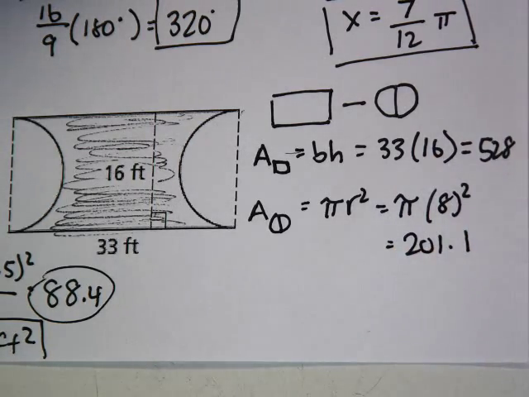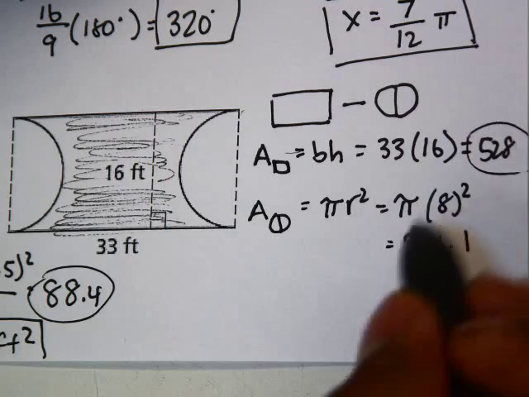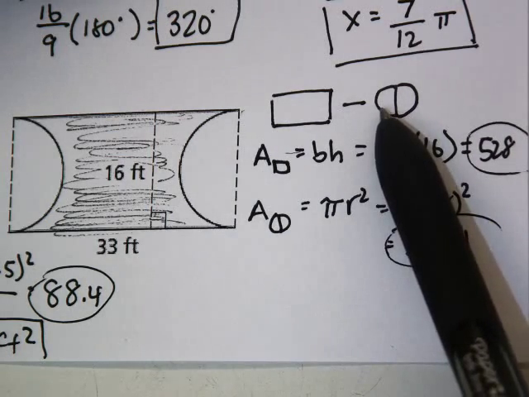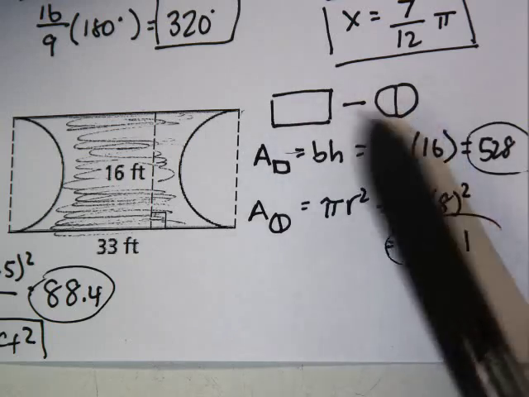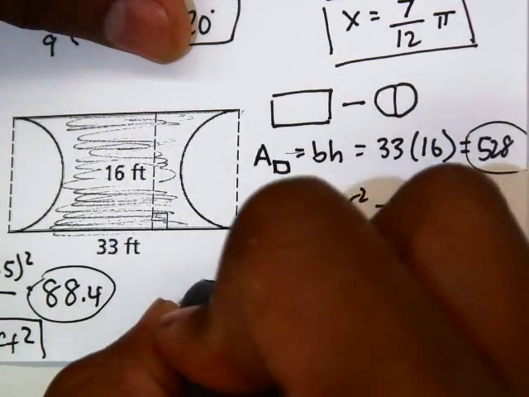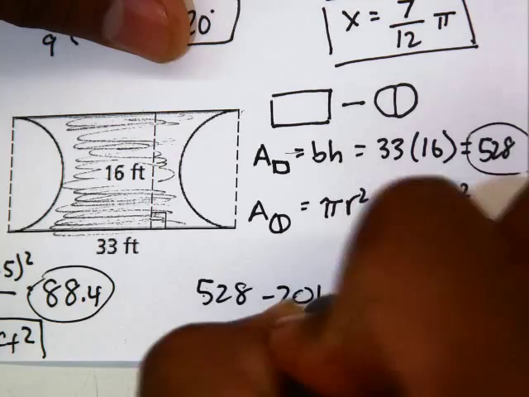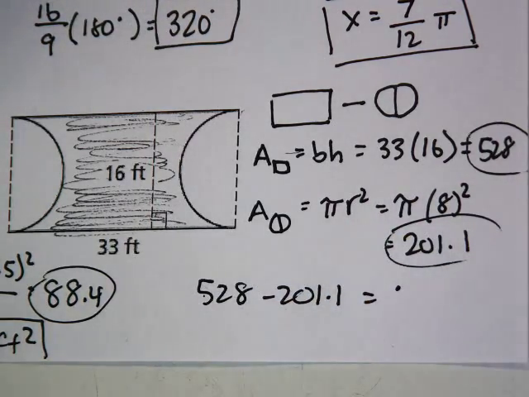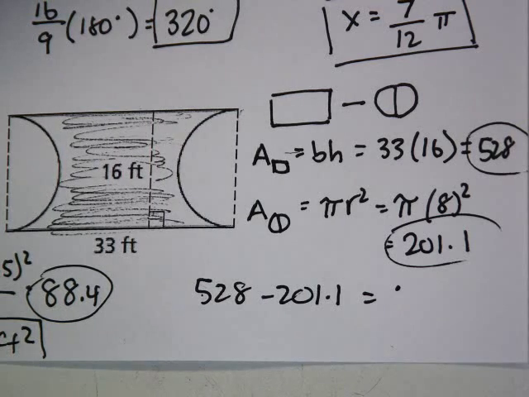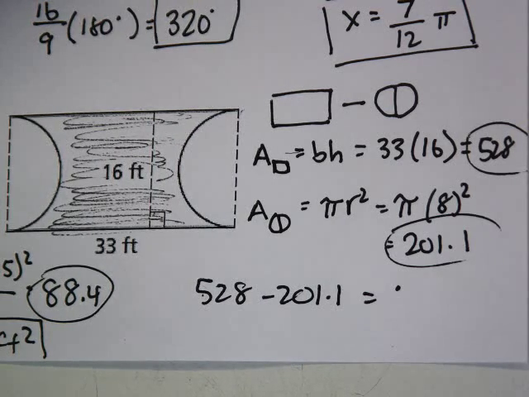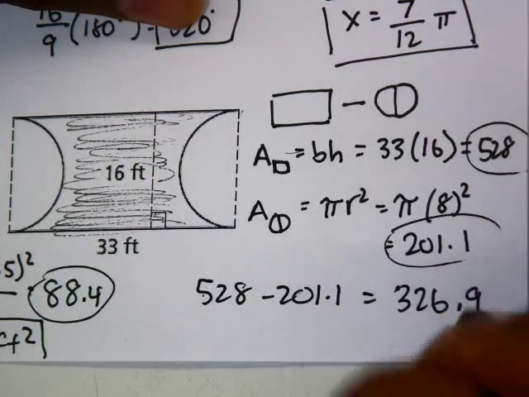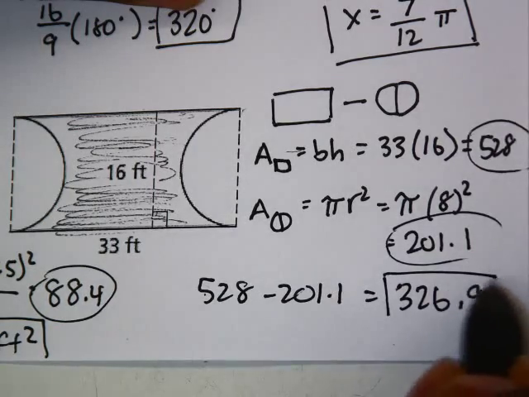And that's approximately 201.1. And again, we're going to take these two results and we're going to subtract them. Sorry, take the area of the rectangle, subtract the area of the circle. So 528 minus 201.1 is 326.9 feet squared.